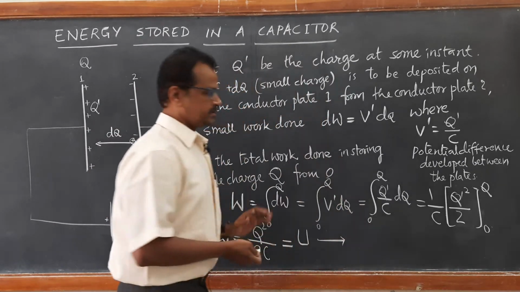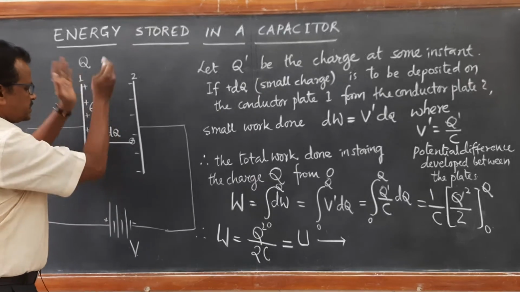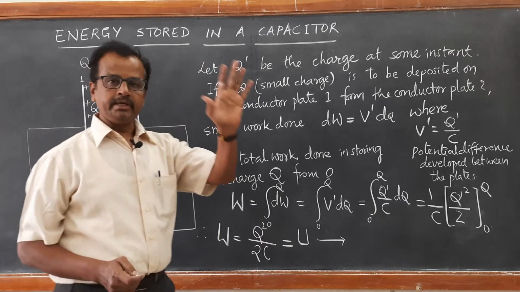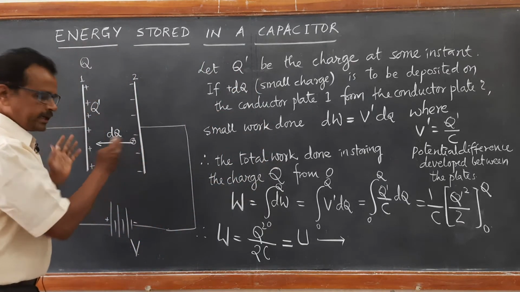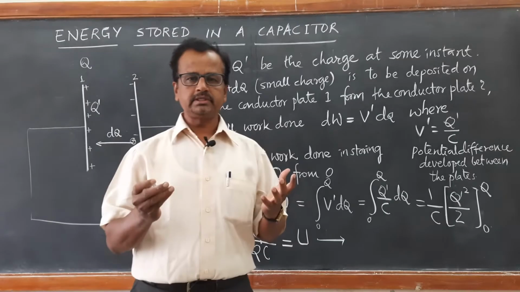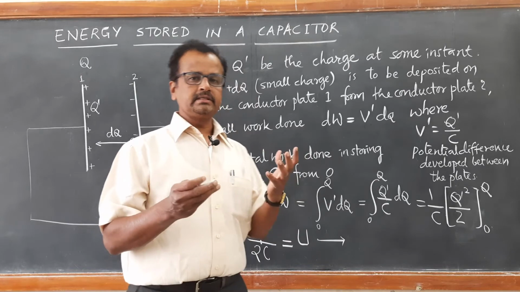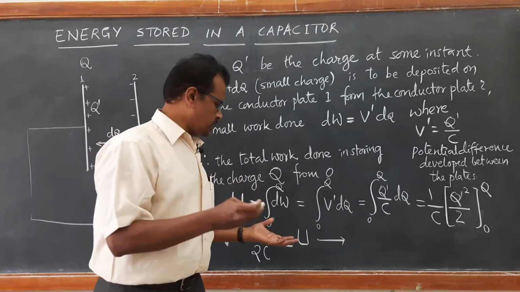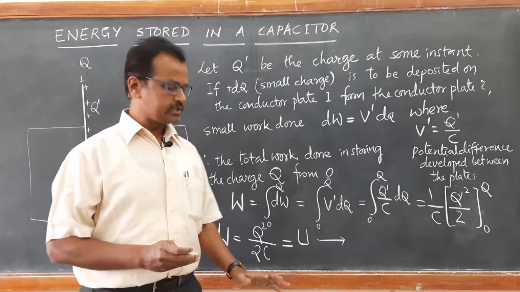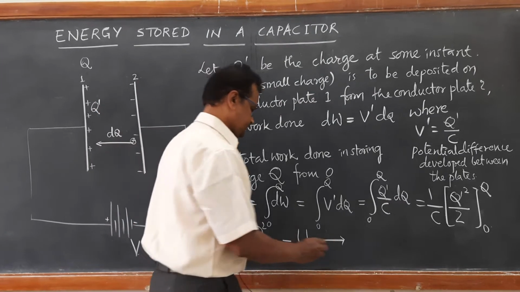This work done in storing the charges develops a potential totally V and an electric field E, and thus it will store the charge, and this work done is stored in the form of electrostatic potential energy, which we have calculated as q square upon 2c.